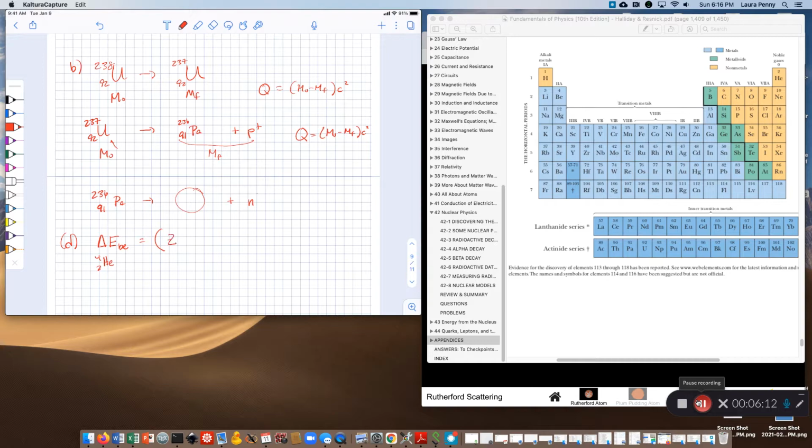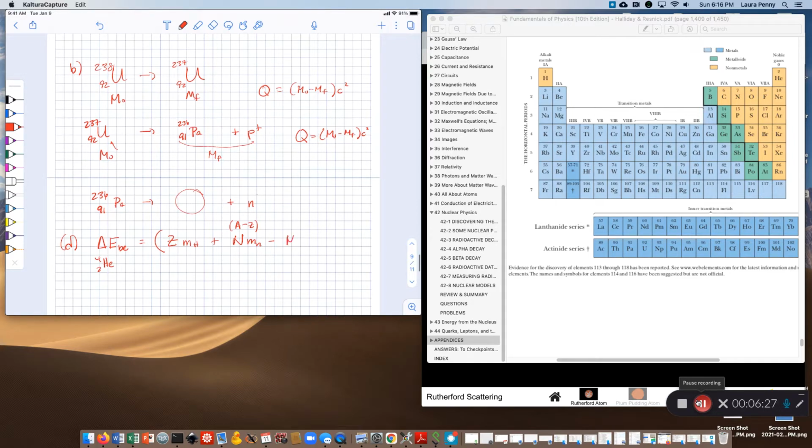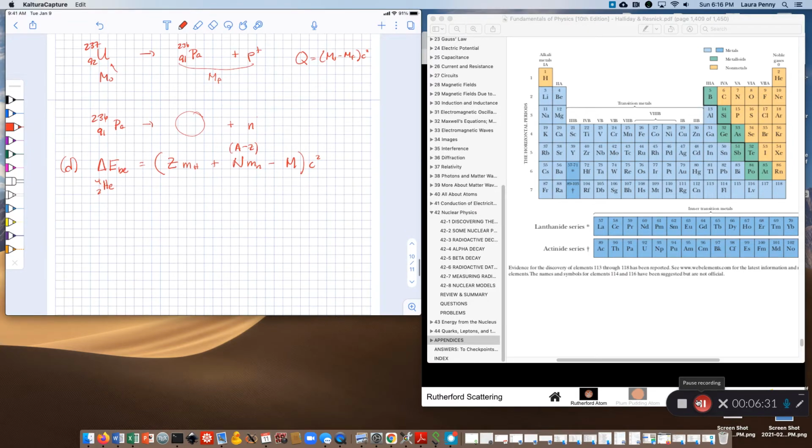So again, we're supposed to do Z times the mass of hydrogen, plus N, which is A minus Z, times the mass of the neutron, minus the mass of our helium, times c squared. So this is 2 times 1.007825 u. This is 2 times 1.008665 u. Those are the values from above.